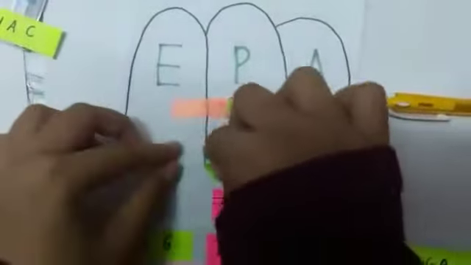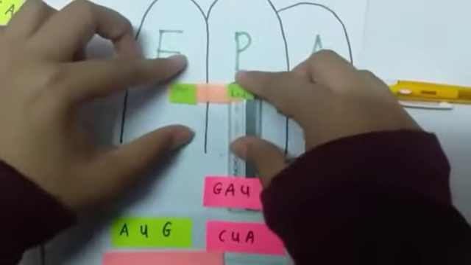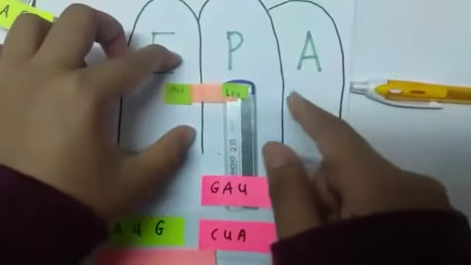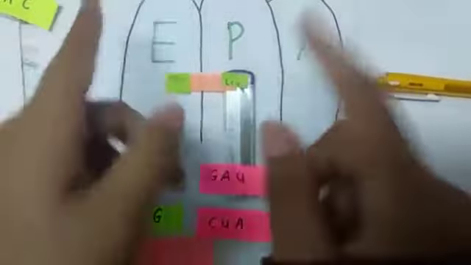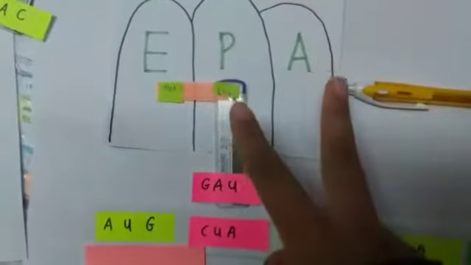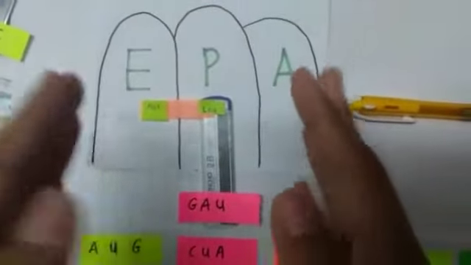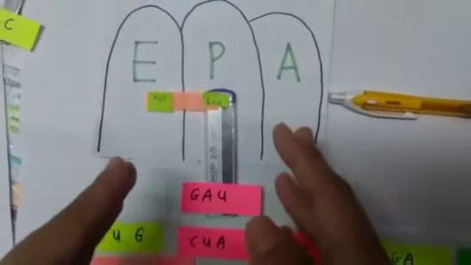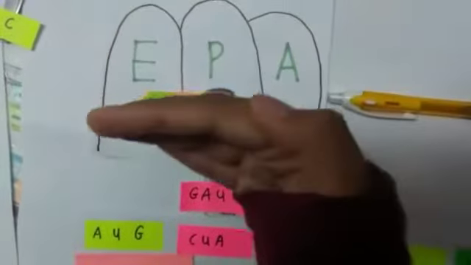This process will repeat with the next incoming aminoacyl tRNA, which will enter the A site, and a peptide bond will form between two amino acids, catalyzed by the peptidyl transferase enzyme, and the ribosome will translocate again, moving a codon ahead. It will repeat until it reaches a stop codon.